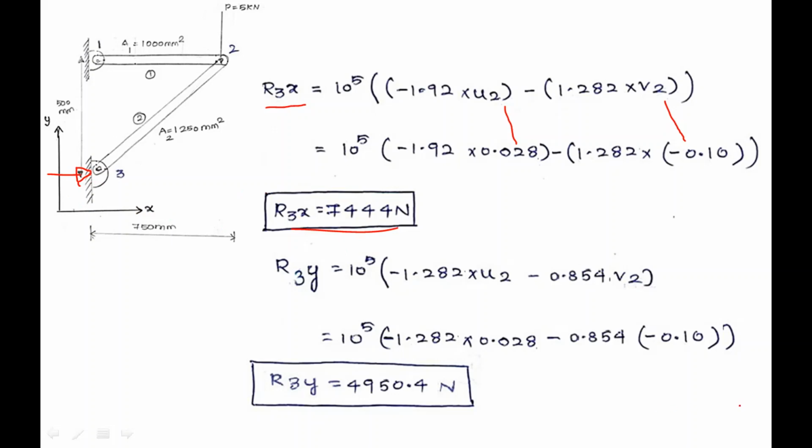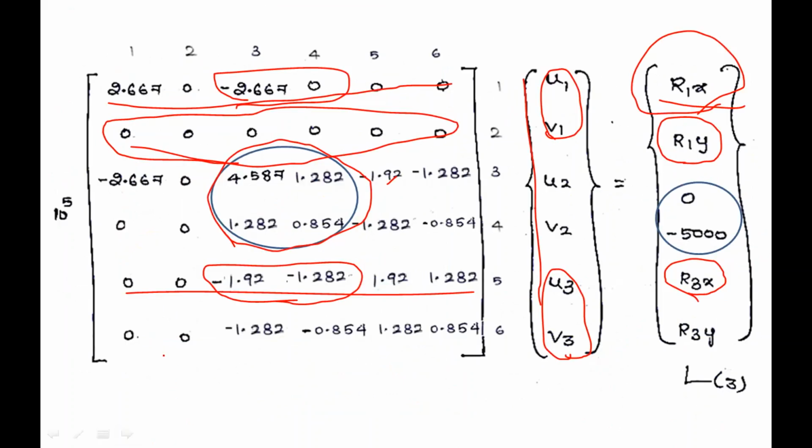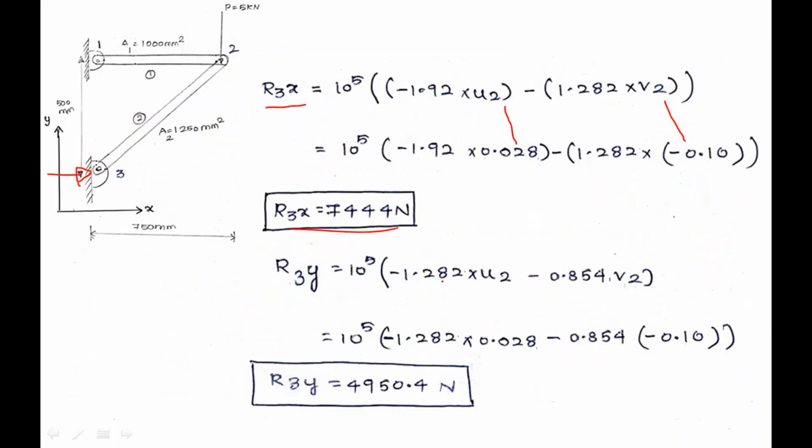Now coming to R3y, we have to consider the last row, sixth row. So this should be multiplied with the nodal displacement. You will get R3y. We have to multiply minus 1.282 U2 minus 0.854 V2 is equal to R3y. 10 to the power 5 times minus 1.282 U2 minus 0.854 V2. Now U2 and V2 we are substituting. We are getting the value of R3y 4950.4 Newton. This is also in the positive y-axis direction. So R3y direction is also correct.